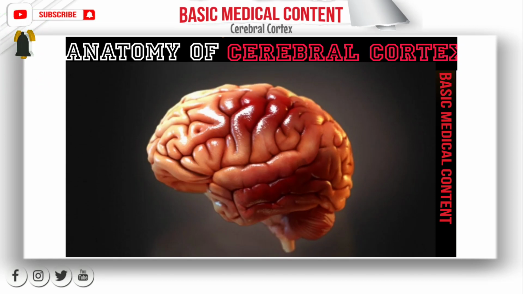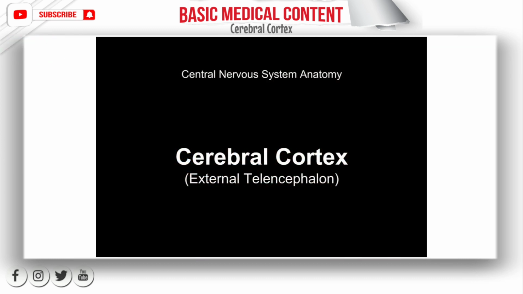What's up? Now let's continue the anatomy of the central nervous system. In this segment, we will cover the anatomy of the cerebral cortex, which is what we call the external telencephalon.